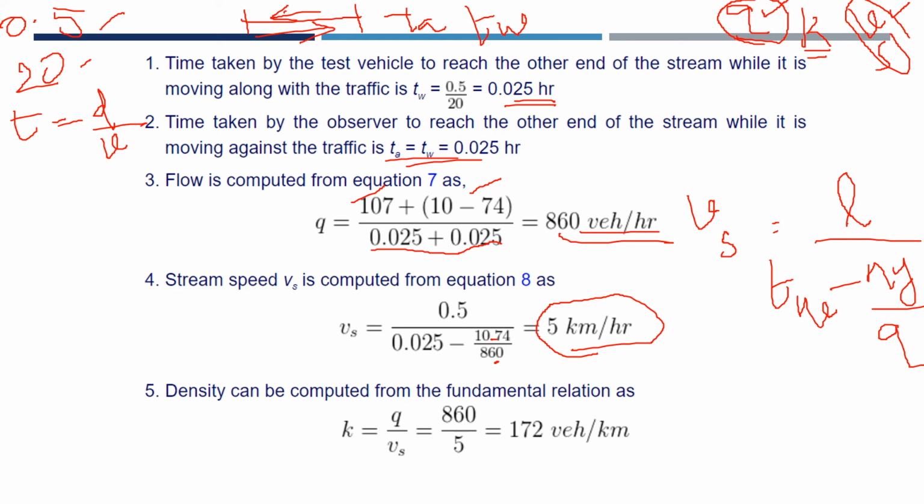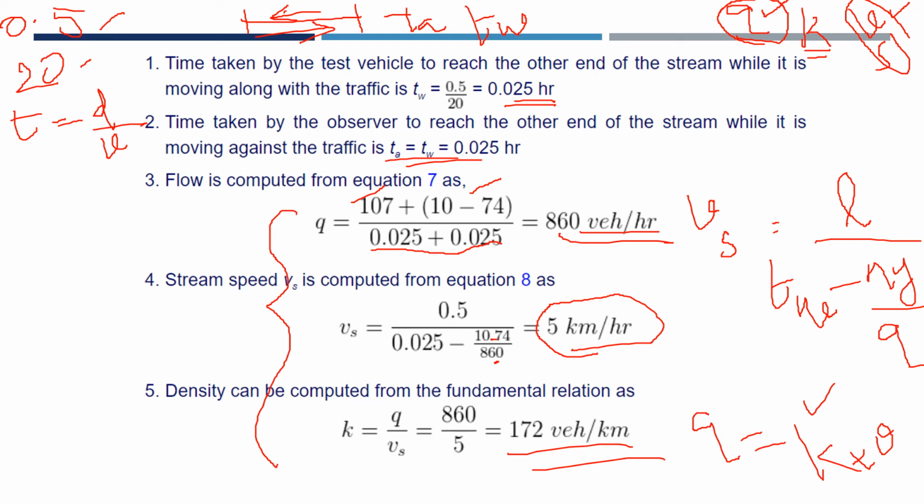Now we have Q and V, and the fundamental flow equation states Q is equal to K into V. So one can calculate density by dividing flow by the stream speed, and you will get density as 172 vehicles per kilometer. This is how we use this method to calculate the complete state or characteristics of the traffic stream. That means using the data to calculate flow and speed, then using the fundamental equation to calculate density. In the beginning we said this method has a quite an advantage because it provides simultaneous measurement of traffic stream variables.